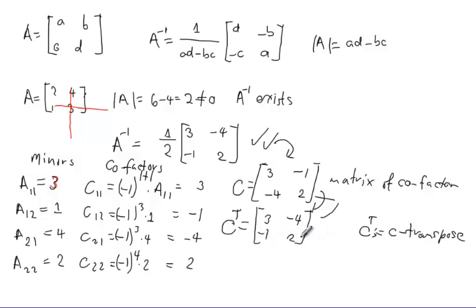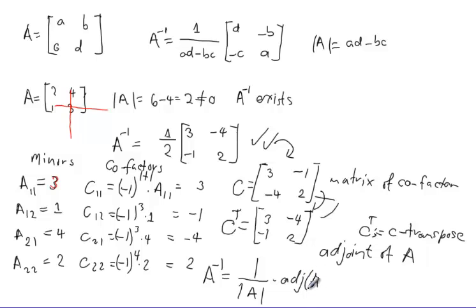This matrix has got a name, this one. The transpose of C is called the adjoint of our very first matrix A, where we started. That's the adjoint of A. Now, if we now look at what is happening here, to get the inverse of A, you need to have 1 over the determinant of A multiplied by the adjoint of A.